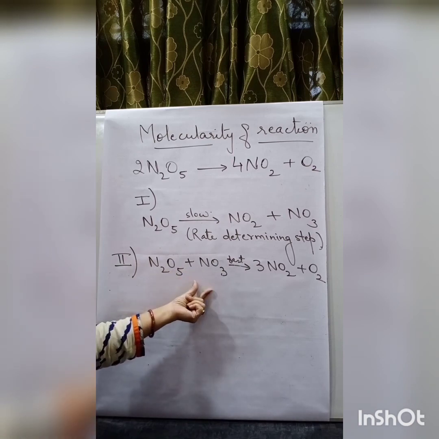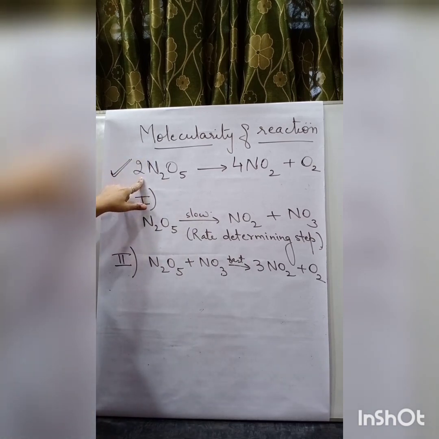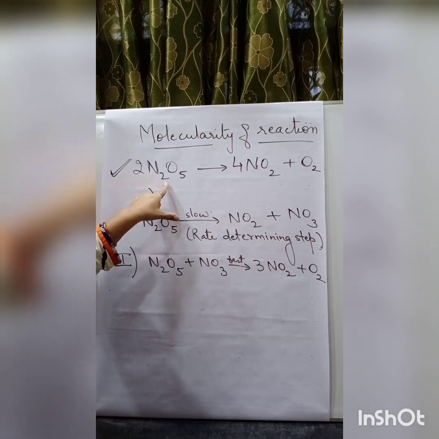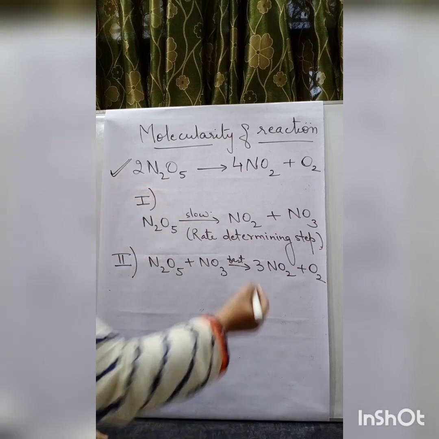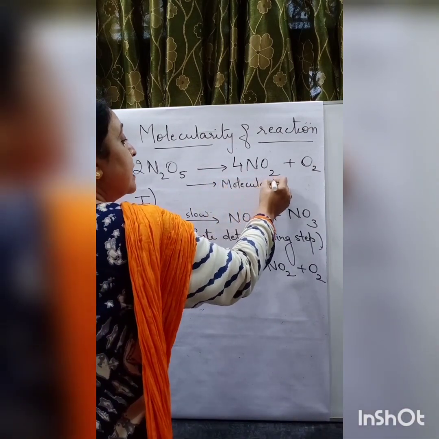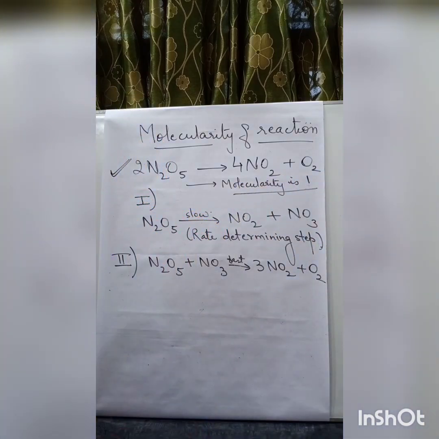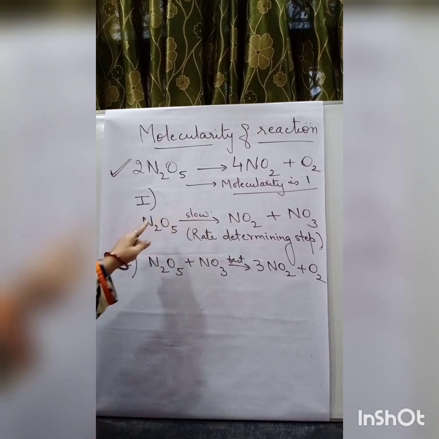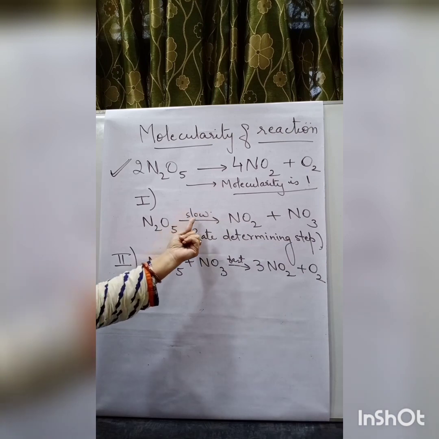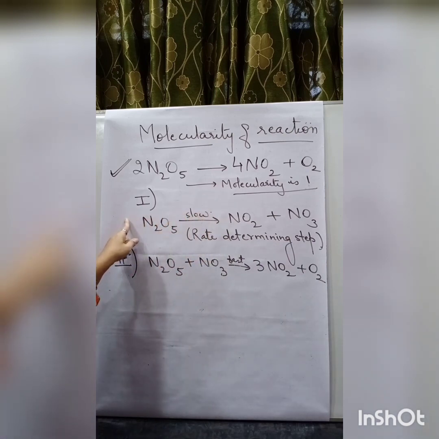Molecularity is not 2. What type of reaction is this? Stoichiometric coefficient is 2 here, but we don't have to see stoichiometric coefficient. What is the molecularity of this reaction? For this particular reaction, molecularity is 1, or we can say it is a unimolecular reaction. How? You have to see the rate determining step, and here what is the rate determining step? This one. And how many molecules are colliding here?